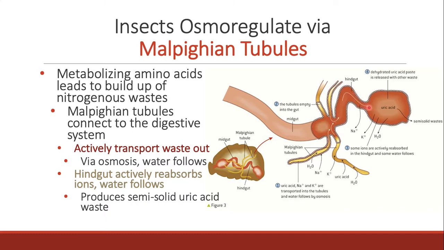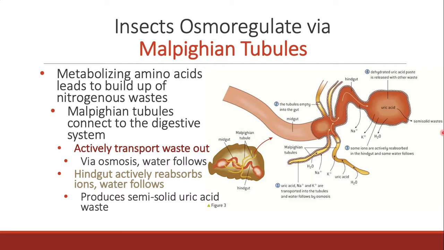And then there's an opportunity to pull back things that the insect's body does need. So sometimes sodium, sometimes potassium, sometimes water. But the uric acid is going to stay because it is definitely a waste product. And as you're pulling back that water from the waste products, that's going to dry up the uric acid, and it's going to become a semi-solid waste or semi-solid paste, and that's what's excreted from the insect.